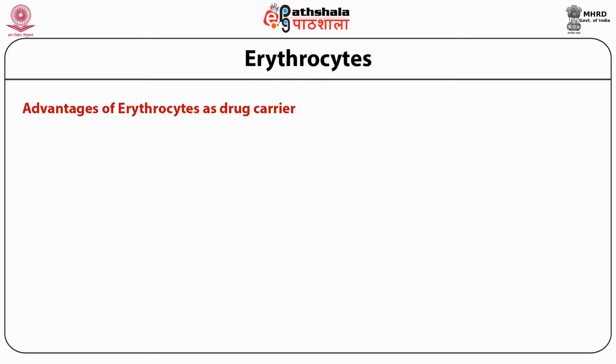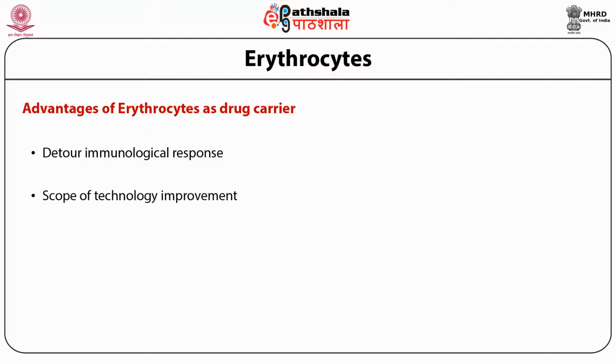The RBCs enable drugs to detour the immunological response, as the entrapped drugs also bypass it because of the autology of the RBCs. Scope of technology improvement: there is scope to improve the handling of drug segregation, transfusion and dealing with erythrocytes.